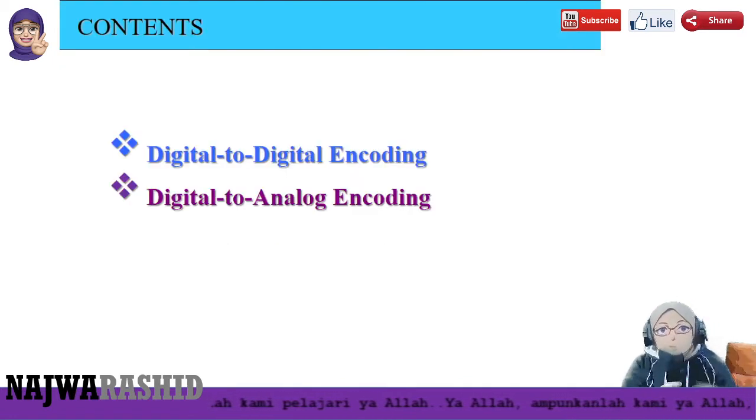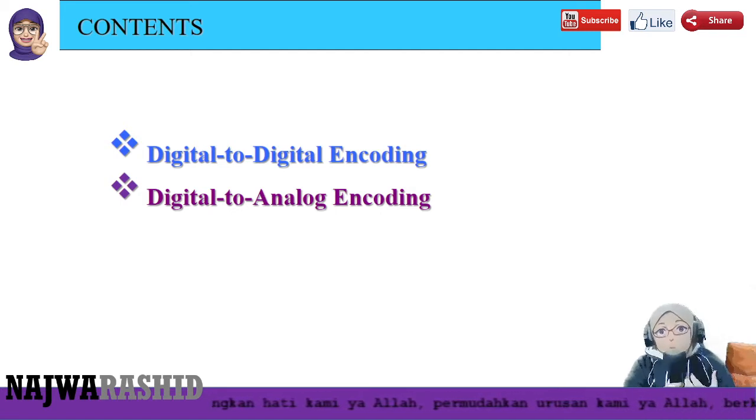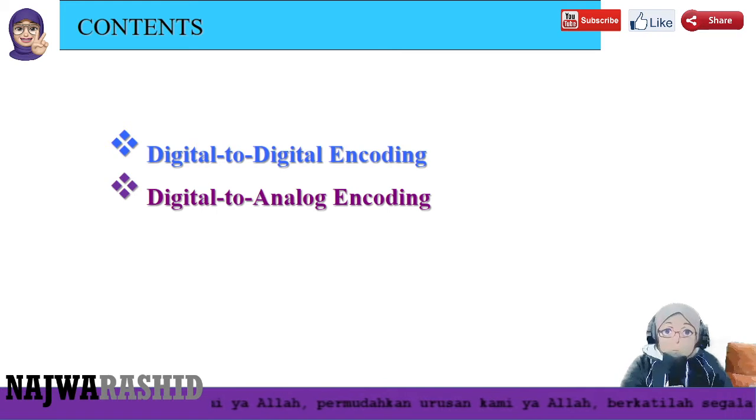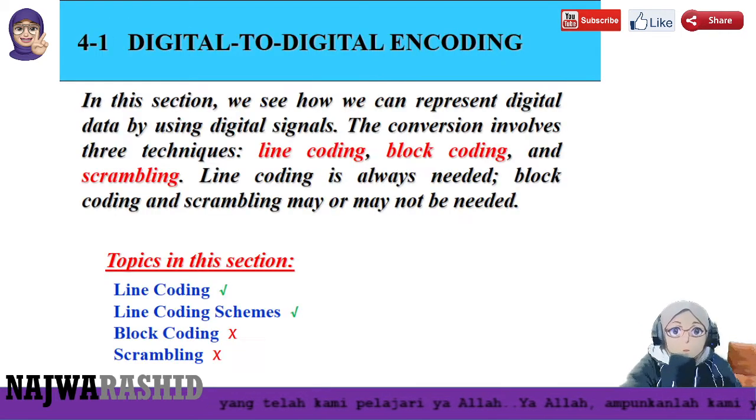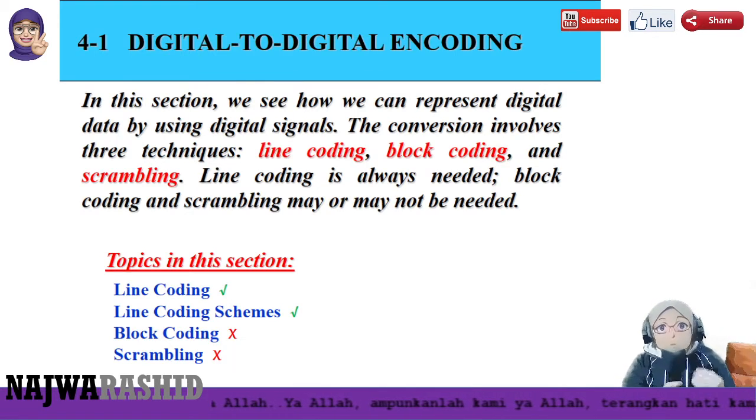Okay, if we talk about digital, we have digital to digital encoding, and we also have digital to analog encoding. Digital to digital means we have digital data, we want to convert into digital signal. Digital to analog encoding means we have digital data and we want to convert into analog signal. Okay. The first part we go for digital to digital.